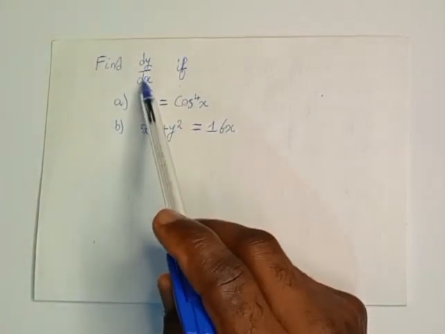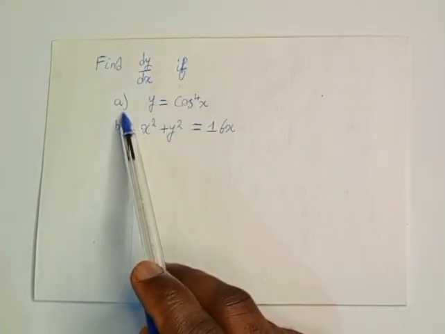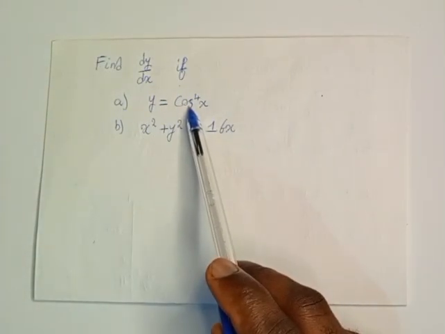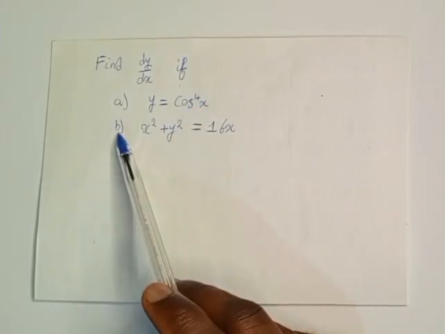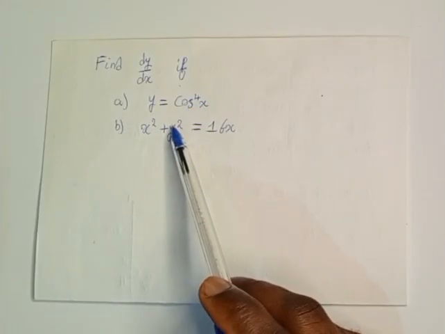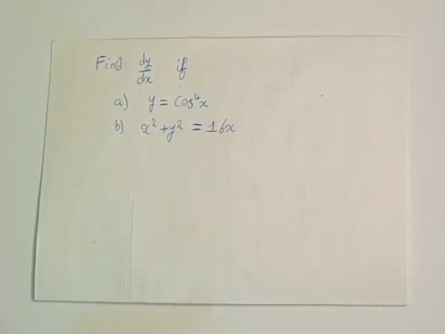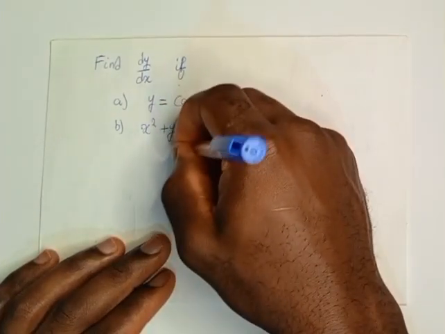Find dy on dx if for a we have y equal to cos x to the power 4, b we have x squared plus y squared equal to 16x. Take solution.